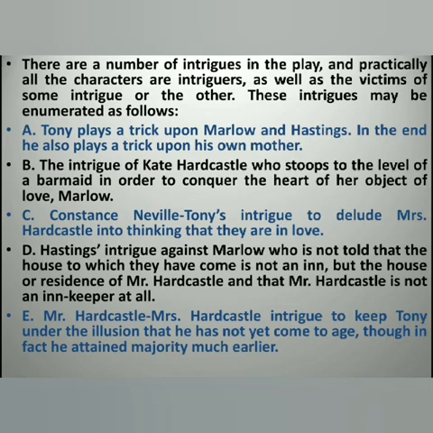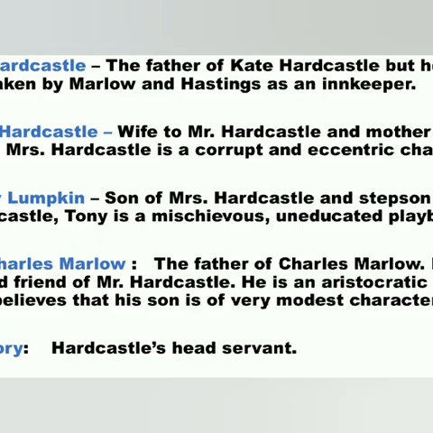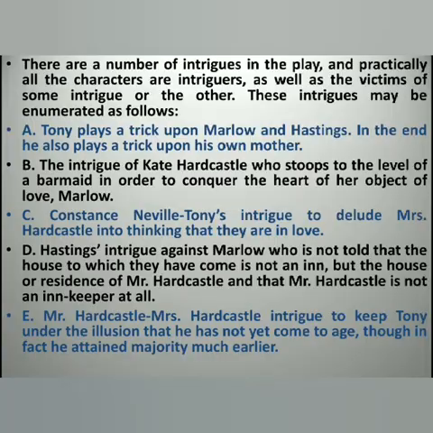At first, Tony Lumpkin, who was the son of Mrs. Hardcastle and the stepson to Mr. Hardcastle. So Tony is a kind of mischievous, uneducated playboy. Tony is the main trickster or the intriguer in this play. At first he plays a trick on Marlowe and Hastings. When Marlowe and Hastings, while going to the house of Mr. Hardcastle, asked Tony about the direction of the house, Tony misleads them. He told them that Mr. Hardcastle's house was an inn, okay?